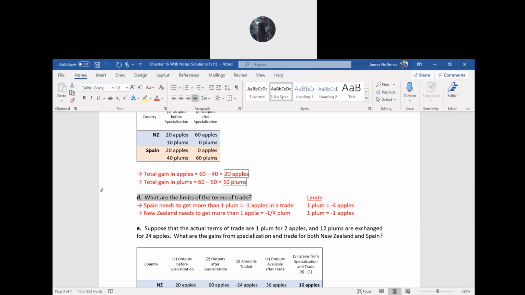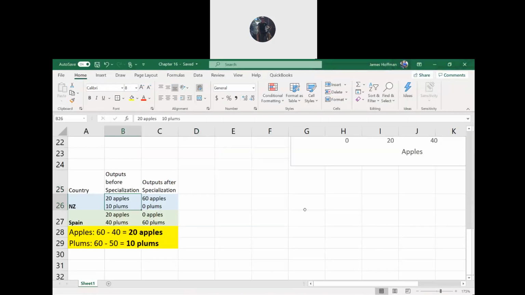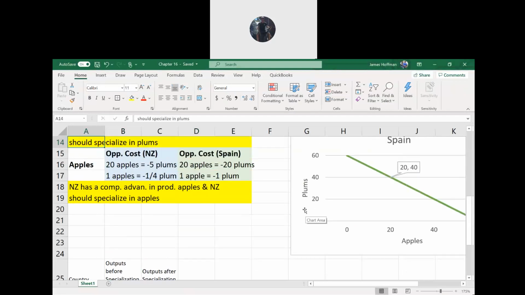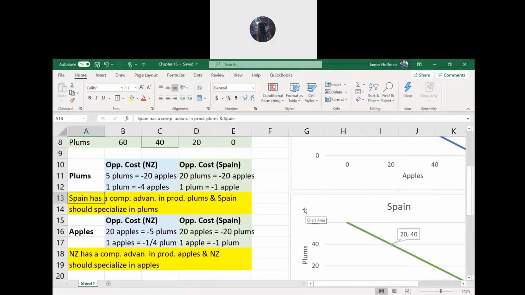All right, so let's start with one country's specialization. Let's start with Spain because the plums were first. So Spain is going to produce plums. Okay, so if Spain produces plums, they're going to produce plums and they've got to get apples in trade.